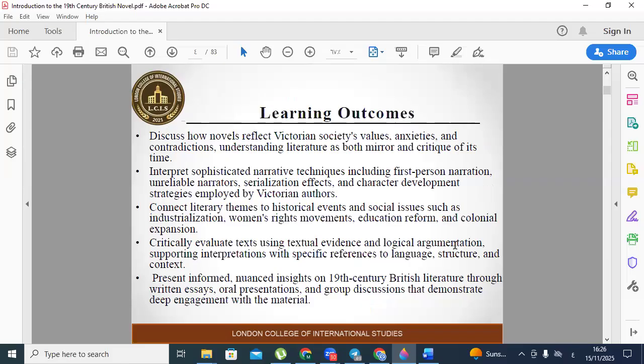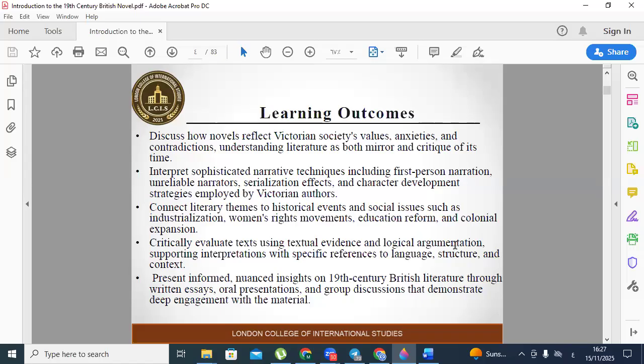The students will be able to discuss how novels reflect Victorian society's values, anxieties, and contradictions, understand literature as both a mirror and a critic of its time, and interpret sophisticated narrative techniques, including first-person narration, unreliable narrators, serialization effects, and character development strategies employed by Victorian authors.